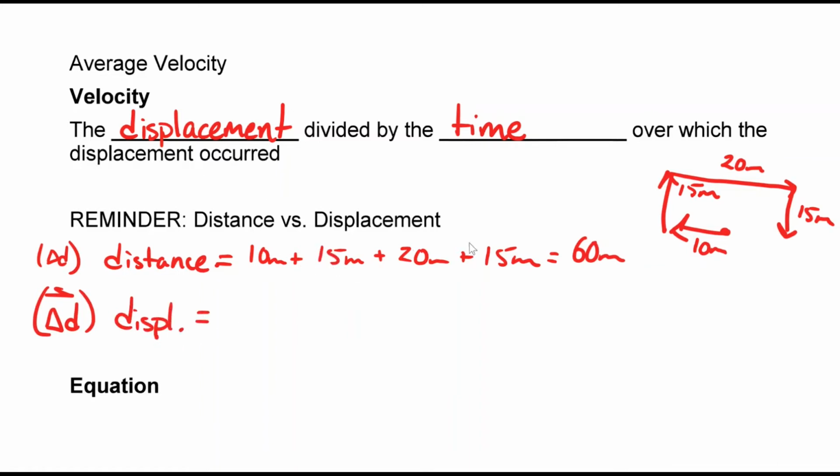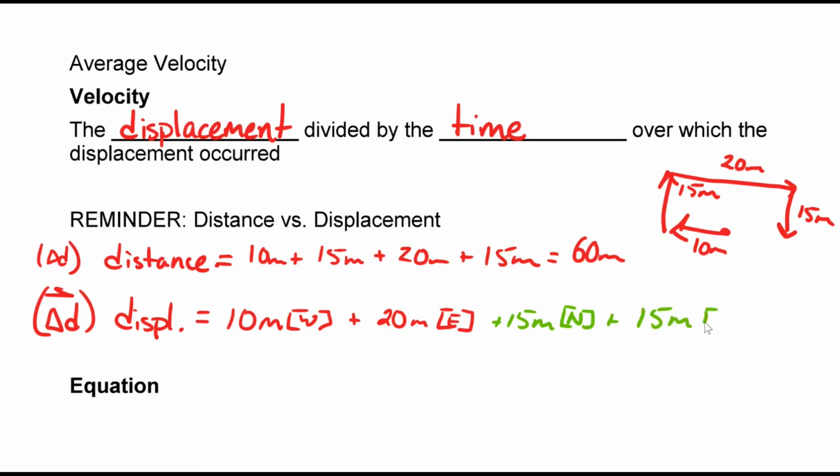But if we were to talk about displacement, we would have to add up all the directional components. What I'm going to do is the east-west versions first, or the left-right versions first, and we're going to see what can cancel out, and then I'm going to do the up-down or north-south versions, okay? So we started going 10 meters, and that was in the west direction, and then we went 20 meters east, and then in green, we went 15 meters north. It doesn't matter which order you do this in. 15 meters north plus 15 meters south.